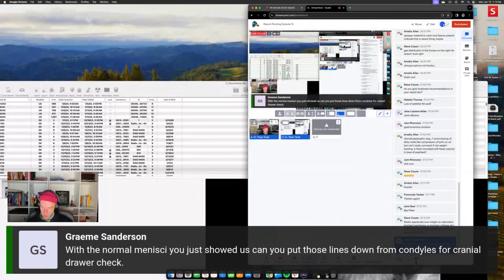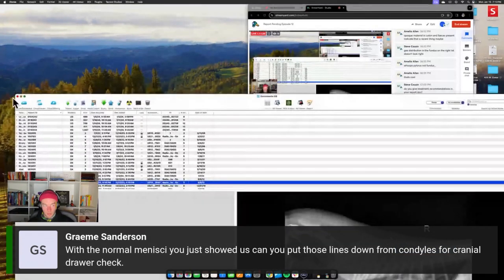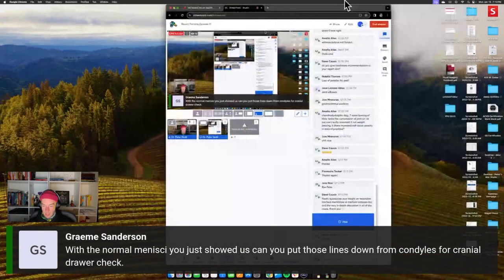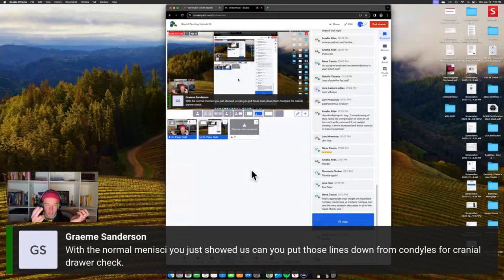With the normal meniscus you just showed us, can you put those lines down from the condyles for the cranial drawer check? What I would do for the cranial drawer check is a couple of things. I would flex the tarsus to try to put it in drawer while you're taking the lateral view. But you have to also consider that if it's a chronic thing and it's fibrosed down and you got this thick, nasty joint capsule, it may not move. So the cranial drawer is one of those things where if you catch it, you go, oh, this is nice. But you don't always catch it for those reasons.